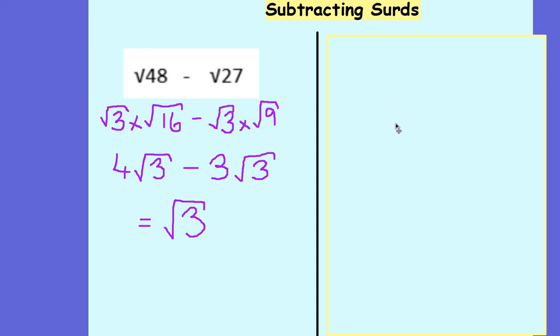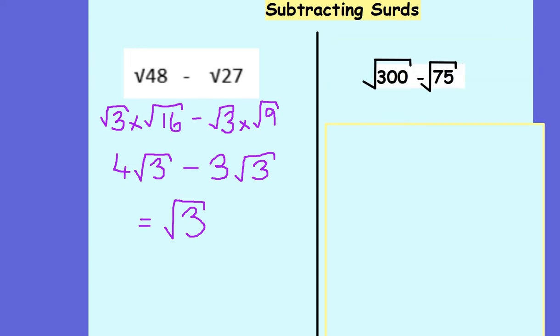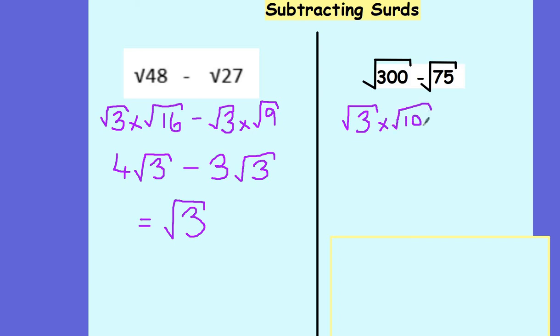Over to you guys in your dark blue books. Please pause the video for a couple of minutes and work out this one for me. Rightio, I'll go through the answer. So I know 100 is a square number that's a factor of 300. So I can split up this first term into the square root of 3 times the square root of 100. And I know 25 is a square number that's a factor of 75. So I can write this second term as the square root of 3 times the square root of 25.